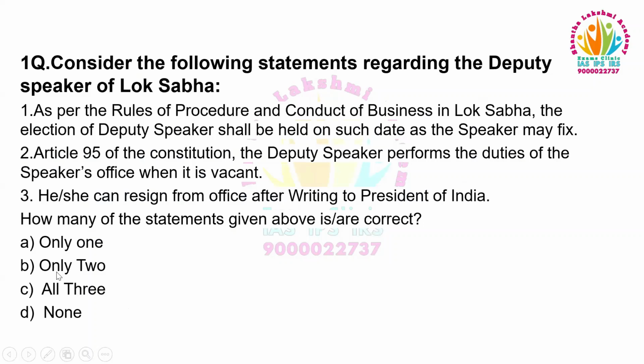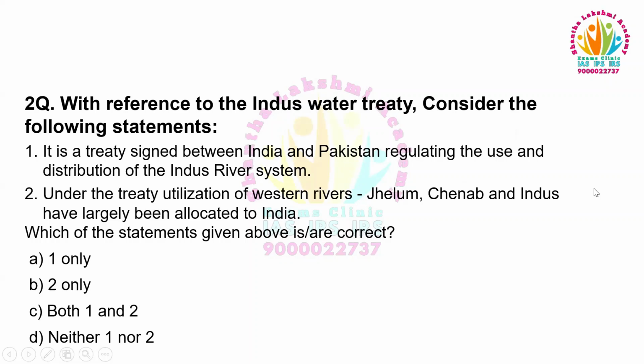So the answer is only two, because he or she can resign from office by writing to the Speaker, not the President of India. Moving to the next question. With reference to the Indus Water Treaty, consider the following statements. It is a treaty signed between India and Pakistan regulating the use and distribution of the Indus River system. Under the treaty, utilization of western rivers Jhelum, Chenab and Indus have largely been allocated to India. Which of the statements given above are correct? One only, two only, both one and two, neither one nor two.